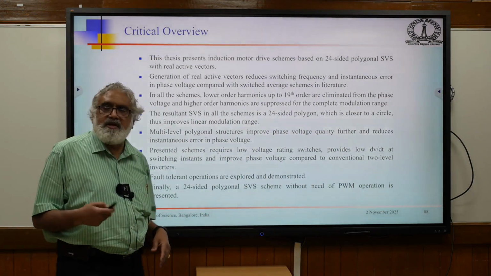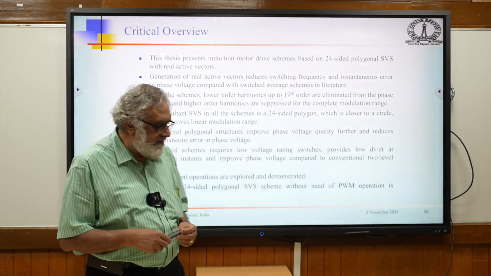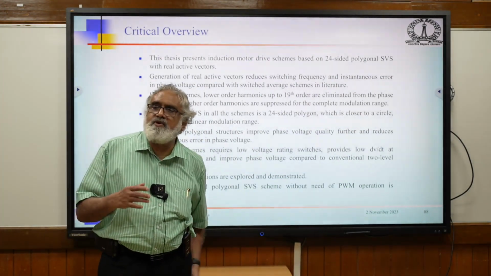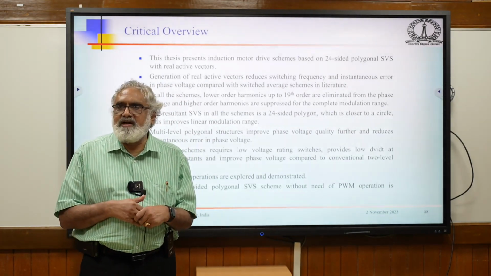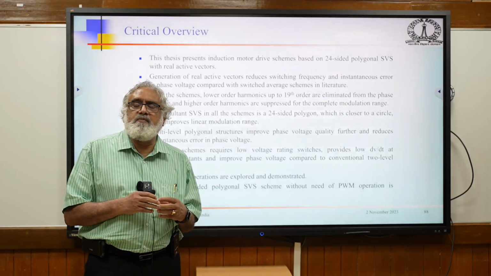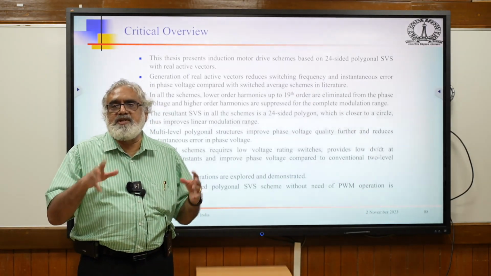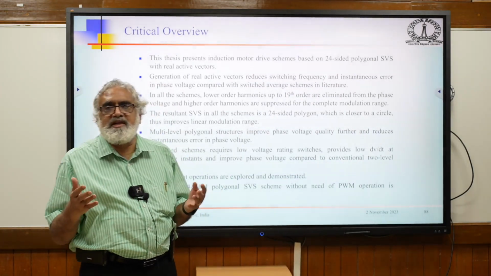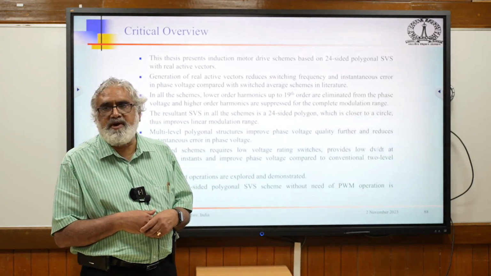So the 25-polygon we have generated, and at present we are working on how to extend the linear modulation range for other multi-level inverters. So how to reconfigure the multi-level inverter so that using open-end winding configuration we can get the drive to operate up to the full base speed. That means without going to the 6-step mode operation, in PWM mode operation, we can get 0.637 VDC, equivalent to the 6-step fundamental voltage.